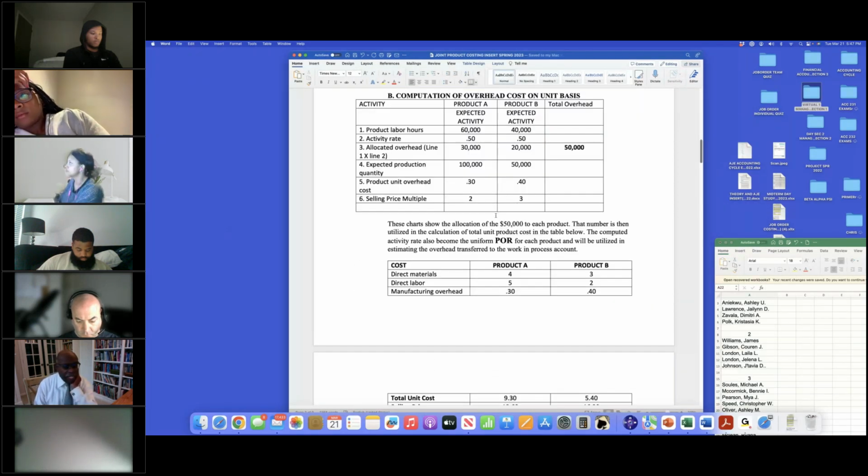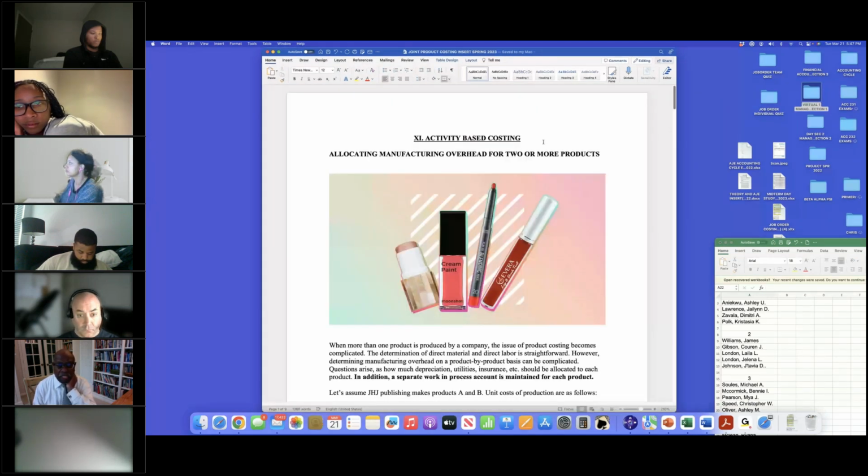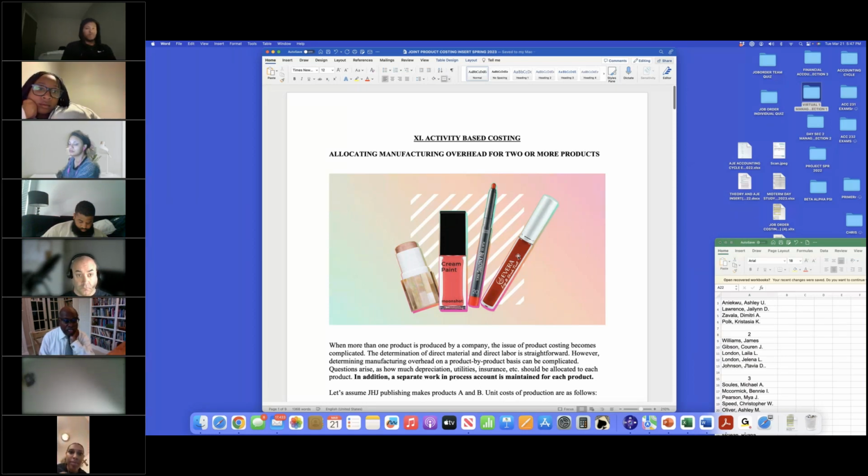Okay, what we're looking at today is what happens when you have more than one product. And like I said, if you have more than one job, you just add those salaries together. And so we have more than one product. Let's look at a situation where we had two products.